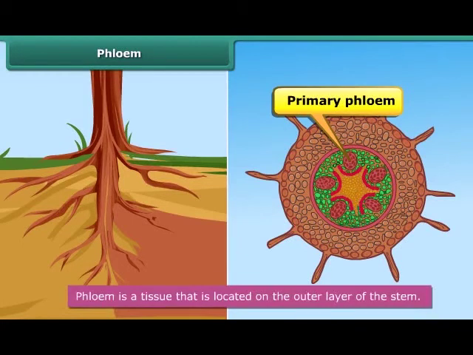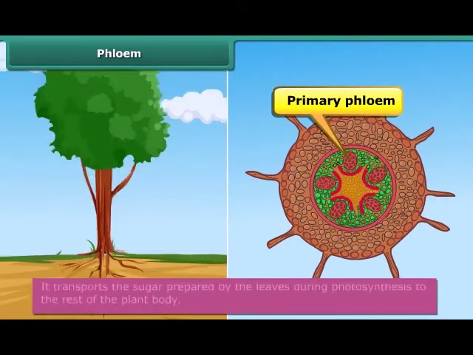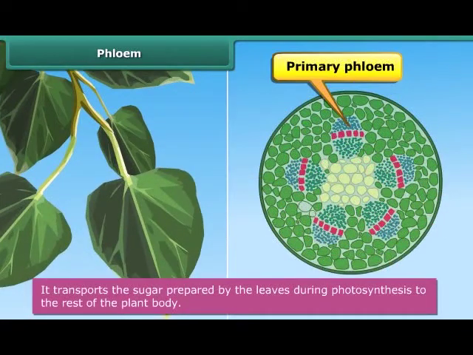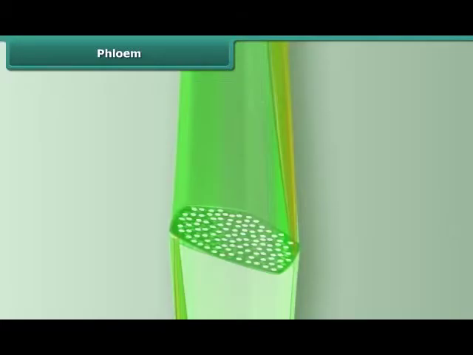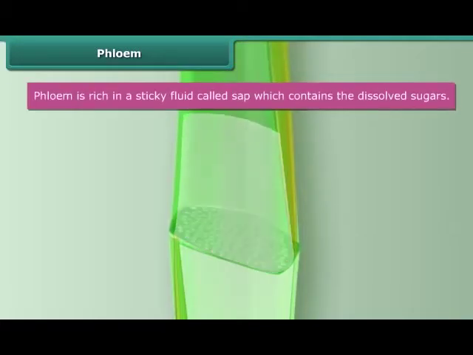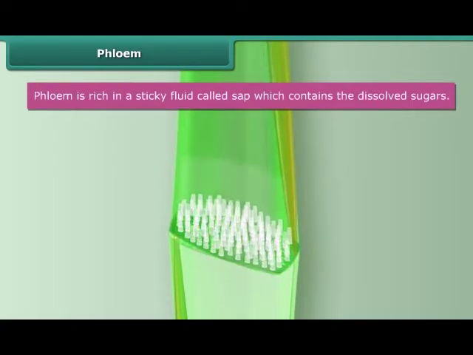Phloem is a tissue that is located on the outer layer of the stem. It transports the sugar prepared by the leaves during photosynthesis to the rest of the plant body. Since it transports sugar, phloem is rich in a sticky fluid called sap, which contains the dissolved sugars.